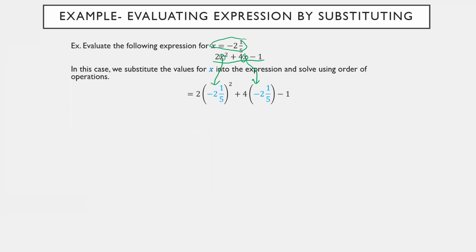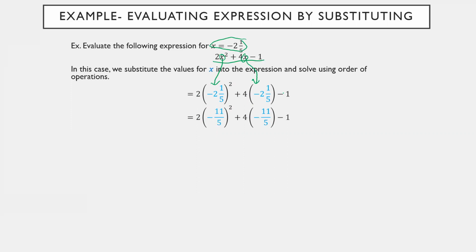And again, just a little reminder, whenever you see a number and a variable next to each other, it automatically means that we're multiplying them, right? So all I'm doing really is replacing this expression that had x's with numbers now. So we have 2 times -2 1/5 to the power of 2, plus 4 times -2 1/5 minus 1. So my next step here, using order of operations, is that I have to square first. So I'm going to have to do the exponents.